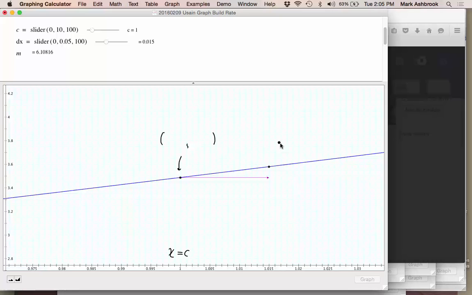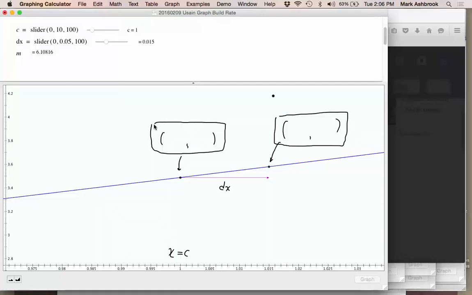Okay? And then here's our second correspondence point. This is our dx. So how can you express that? And once you have those two expressed, how could you calculate the rate of change at the moment? So my program is doing that. Okay, so it turns out to be 6.108 up there.